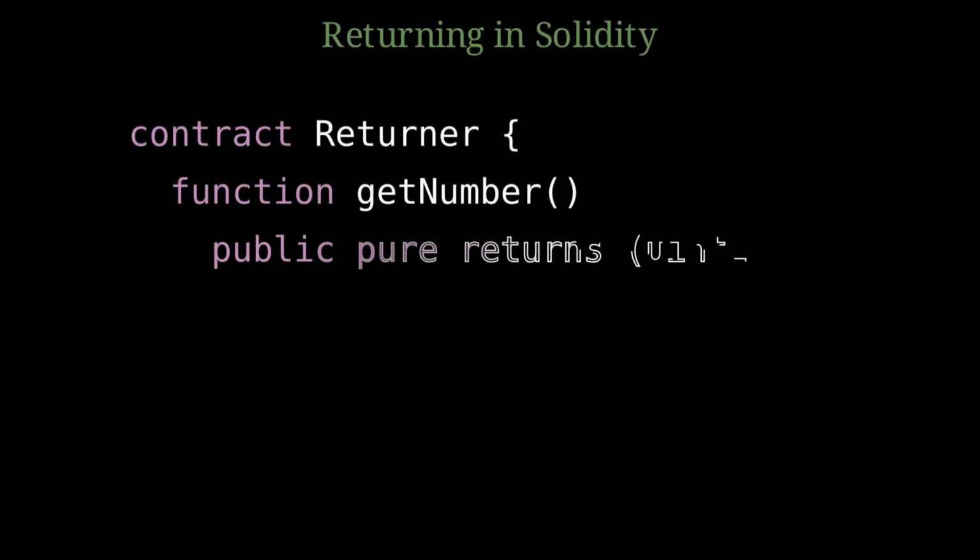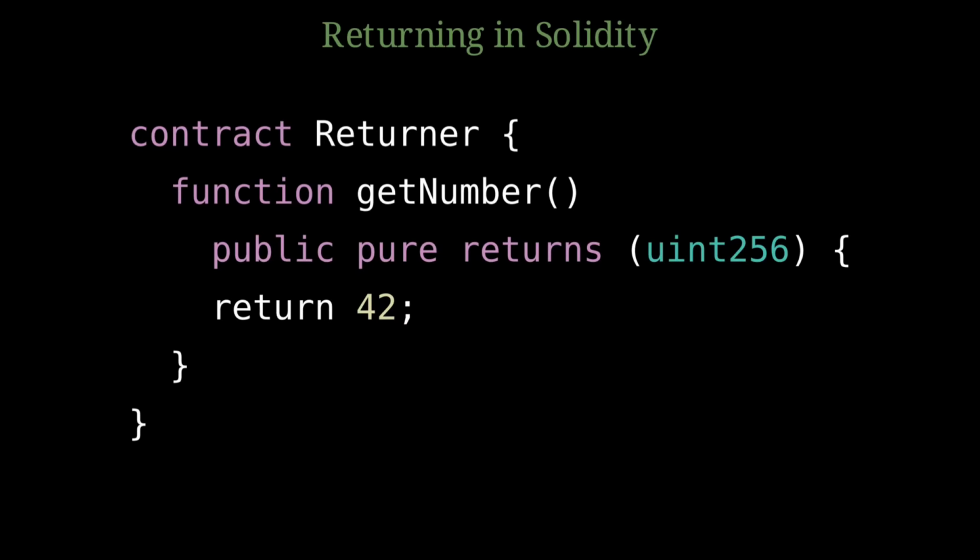In Solidity, we use the return keyword. Here's a simple function that returns the number 42. It looks straightforward, but there's more happening behind the scenes than you might think. When Solidity compiles this code, it performs three steps.